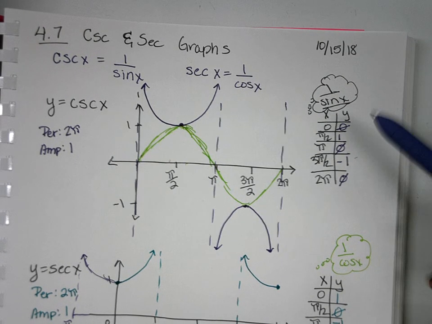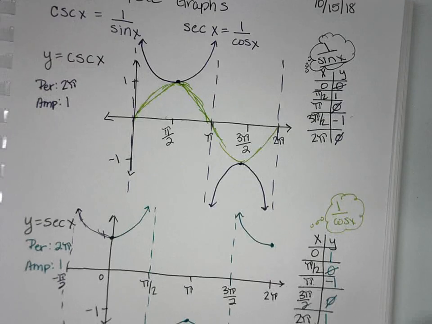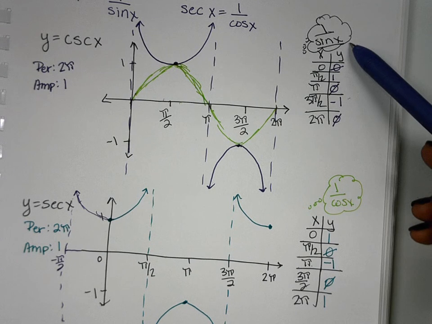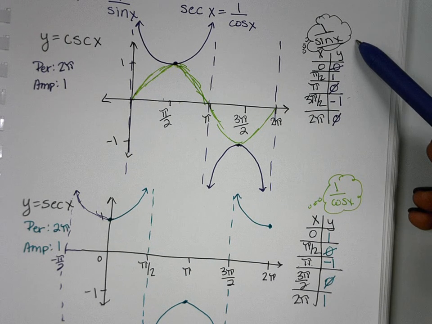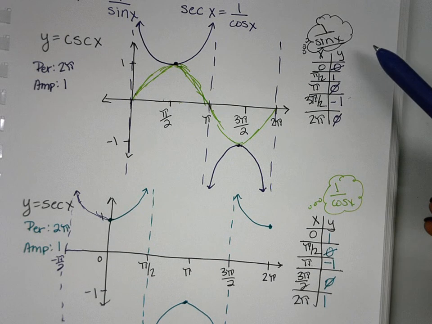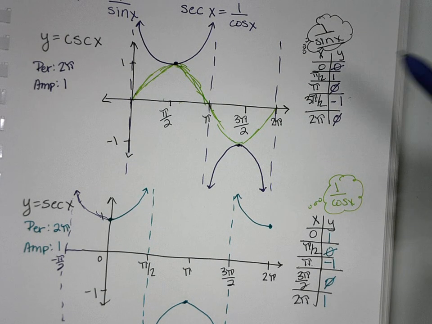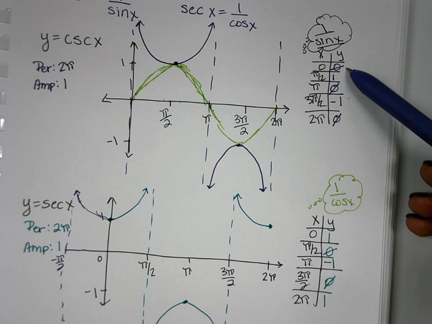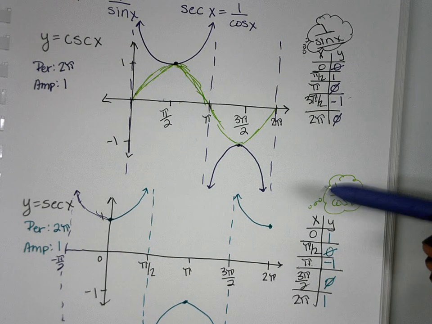So again, when you're doing your secant and cosecant, you're constantly thinking the reciprocal value of whatever sine is. So if you were to plug in sine of that angle or sine of that value, what would be the reciprocal? Would it be undefined? Would it be 1? Would it be 2? Would it be whatever?